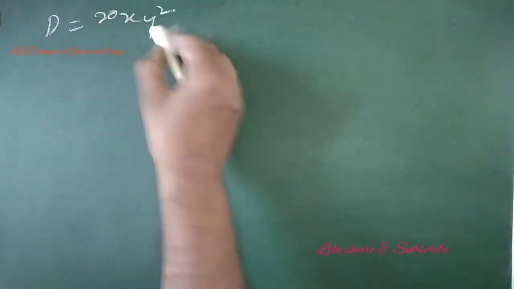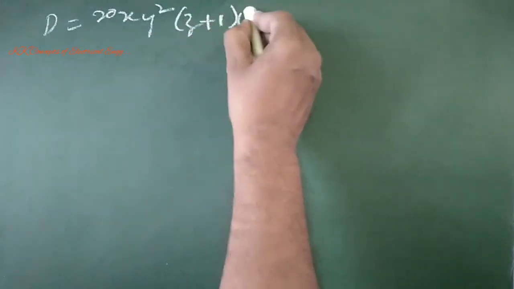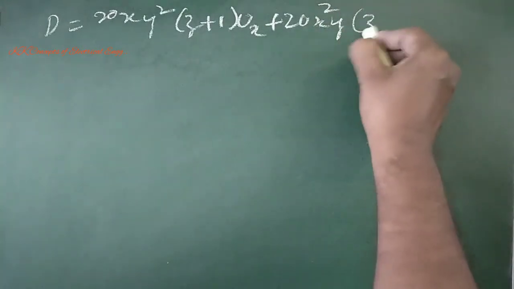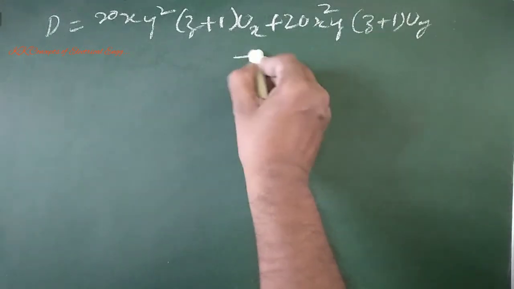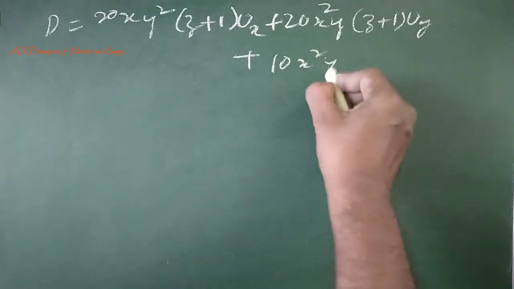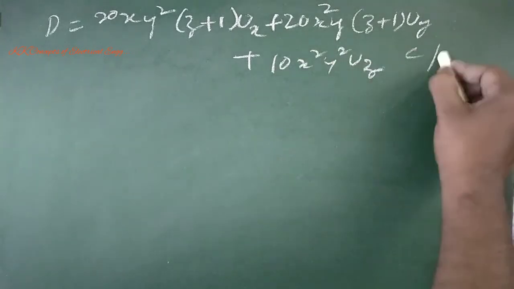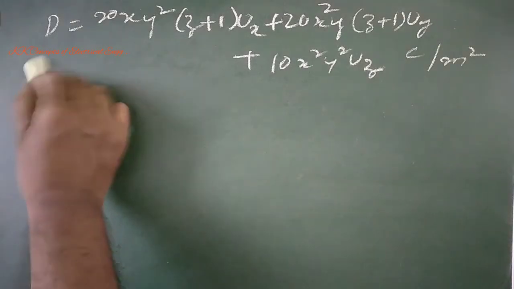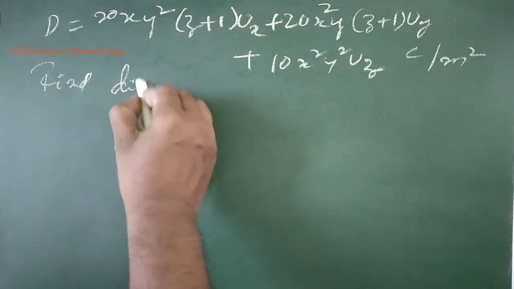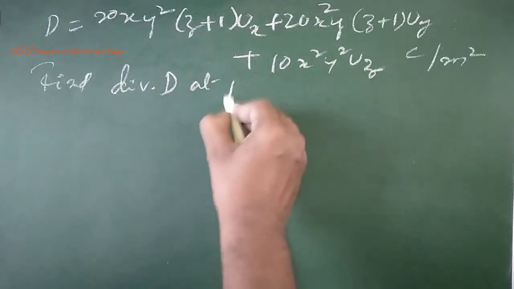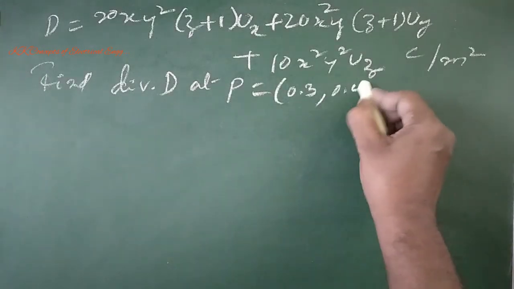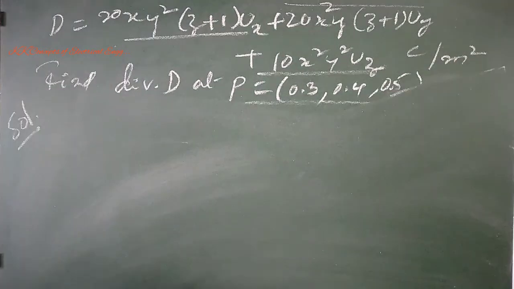D equals 20 x y square z plus 1 ux plus 20 x square y z plus 1 uy plus 10 x square y square uz coulombs per meter square. Find divergence of D at P equals 0.3, 0.4, and 0.5. Let us solve this.